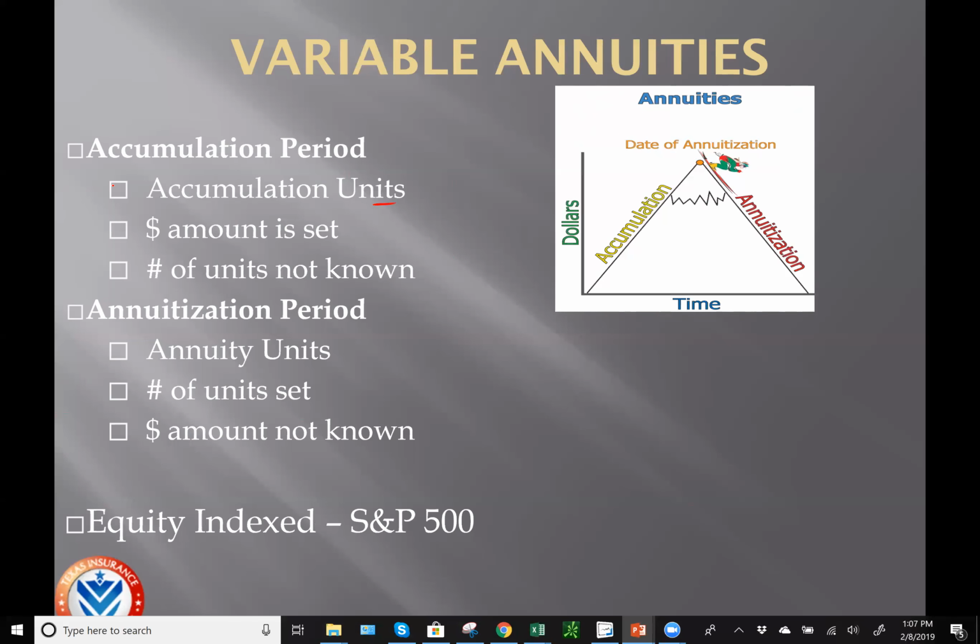During the accumulation phase, they're called accumulation units. So you put in, you know the amount of money going in every month. However, the number of units you're accumulating is not going to be known each month.